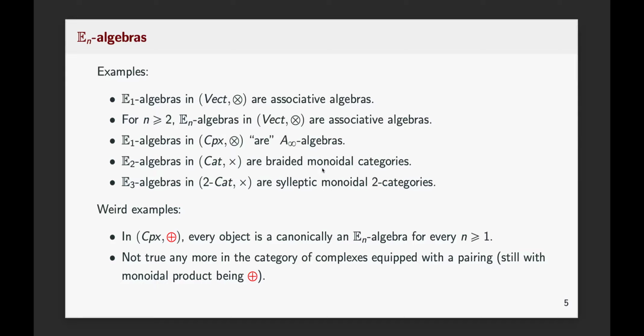Though, if you change this category a bit and talk about the category of vector spaces or complexes with a pairing, this is not true, because the sum is not a map that preserves the pairing. Essentially, when you pair two things which are in the sum, you have cross terms, and this says that the pairing is not preserved under the plus operation. I'll come back to this point later.